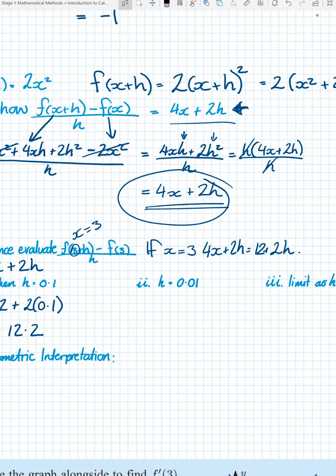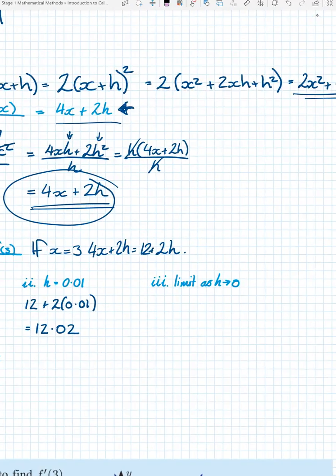When h is equal to 0.01, it's 12 plus 2 times 0.01, which is equal to 12.02. So the limit as h approaches 0, so as h is tending towards 0, this term becomes 0. The limit as h approaches 0 then is 12 plus 0, or 12.